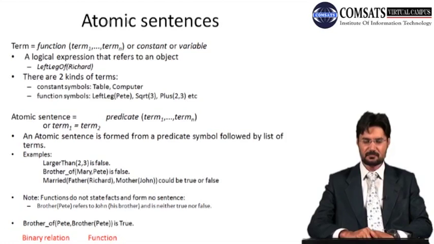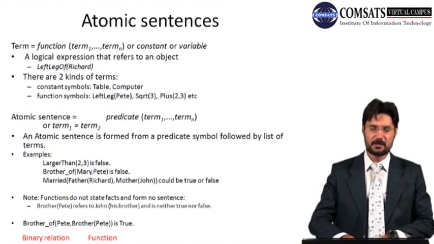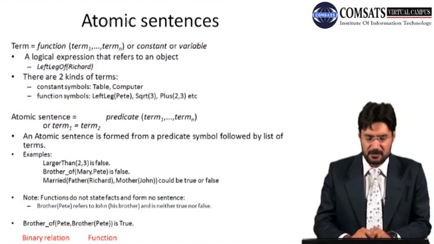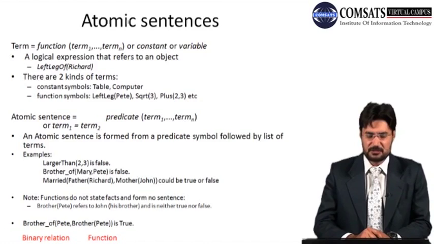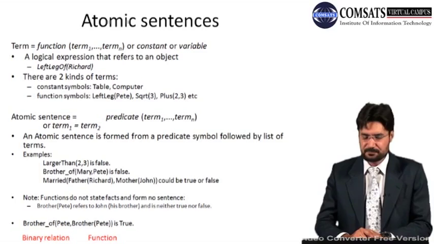If we go for atomic sentences, what does it mean? We will use this kind of terminology, so for that we need to understand what a term is. A term is actually a function, and we can use term 1 until term n, or a constant or a variable. A logical expression that refers to an object. Left leg of Richard. Here we want to say that terms will actually be functions, or they can also be constants that we have for objects. The expressions we use to represent objects, we will say these are different kinds of terms.